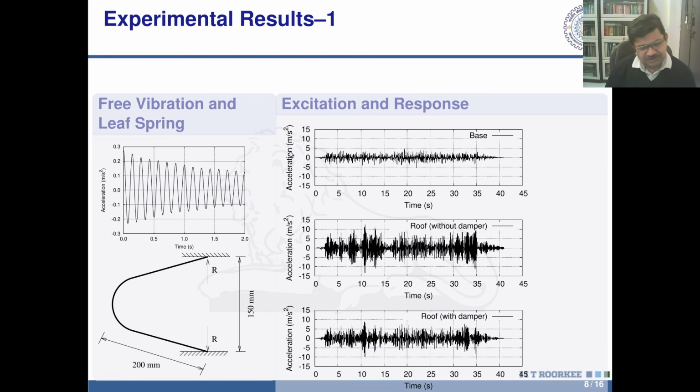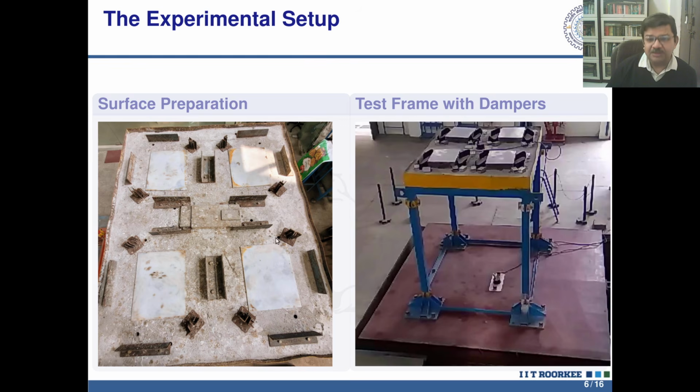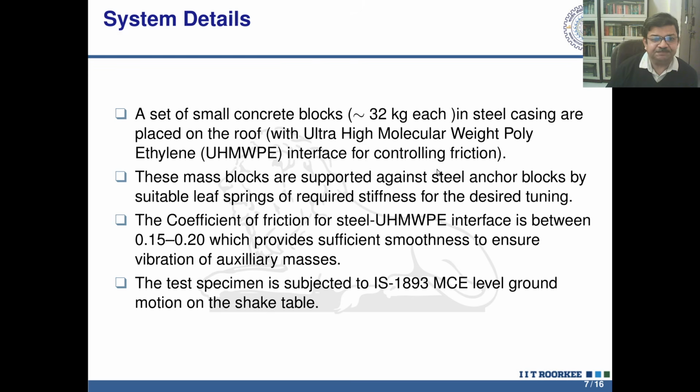So this is the excitation, horizontal acceleration. The vertical component is approximately 2/3 of this time history. This is what we recorded on the table. You can see the accelerometer here at the bottom that records the table motion, and the accelerometer at the top records the response of the roof. This is done for both with and without damper testing.